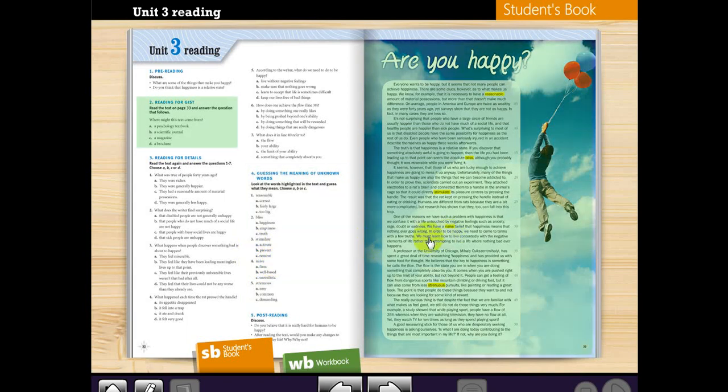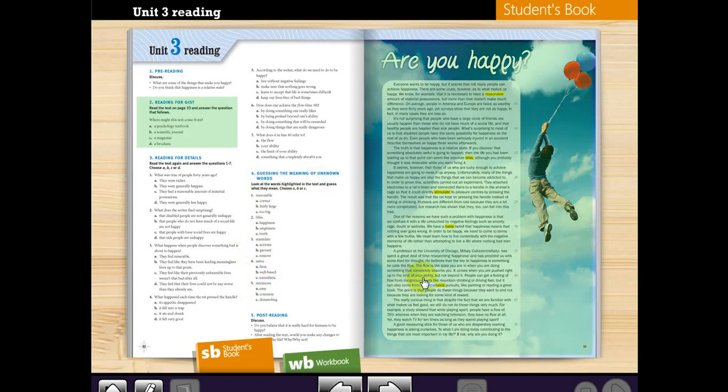Number 4, naive. Naive means idiot or something which is bad, but you must know its meaning in the context here. We have a naive belief that happiness means that nothing ever goes wrong. What do you mean by naive in this context? It means something which is not true, not real, so unrealistic. Number 4, the answer will be C, unrealistic.